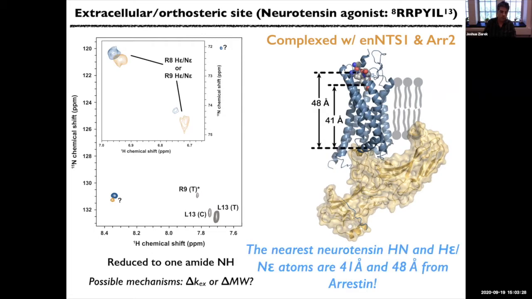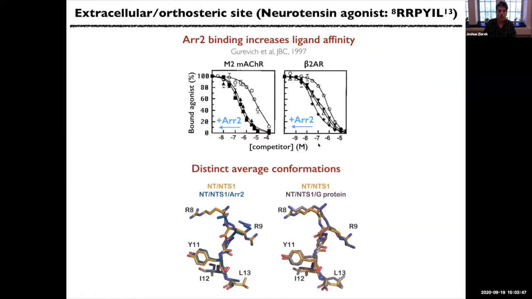But this is really cool for us, because if we just look at the structure that's been determined, the nearest atom from arrestin, or the closest arrestin gets to either the backbone amide or the side chain arginines, is at least 40 angstroms away, and we're seeing these beautiful allosteric effects. Now, obviously, this isn't necessarily unexpected, right?